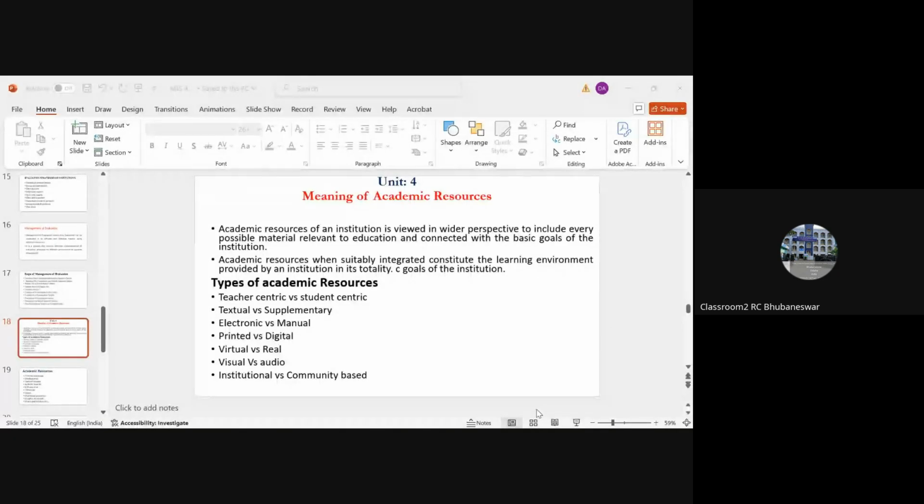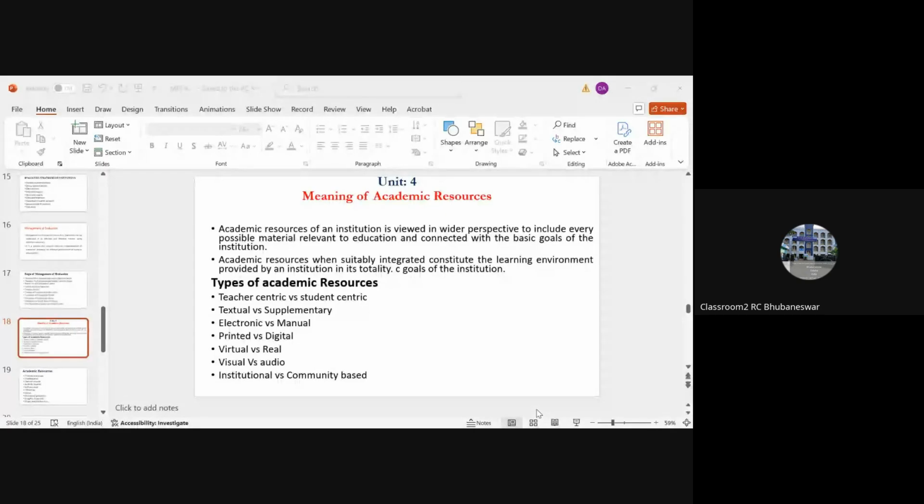In the institutional resource, community-based resource. Resources are of two types. One is institutional-based resource, another is community-based resource. One is institutional resource. Underline institutional resource, underline community-based resource.